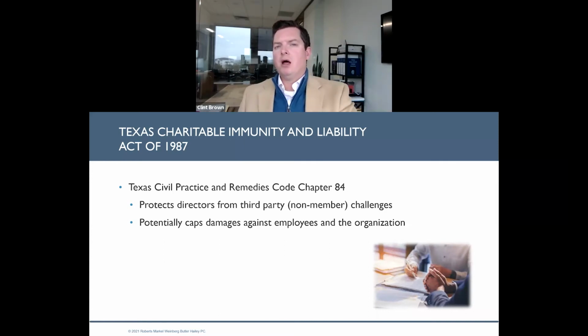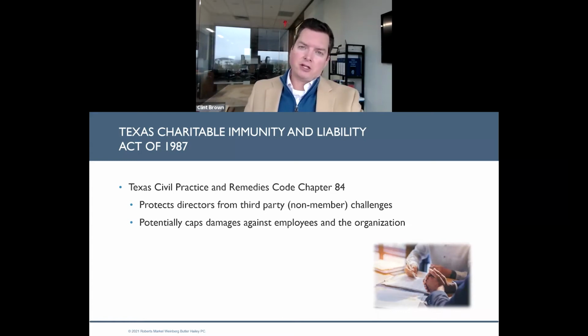Let's get into some immunity. There are two immunity statutes we're going to be talking about here today. One is the state version, the Texas Charitable Immunity and Liability Act of 1987. And then we're also going to be dealing with the Federal Volunteer Protection Act. So let's get into the Texas Act first.